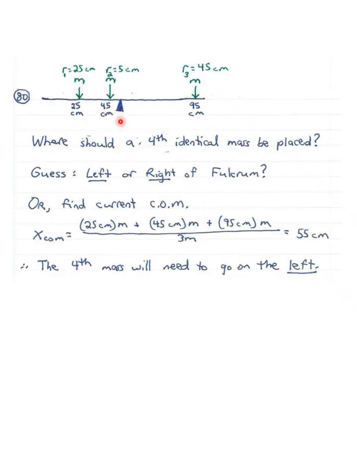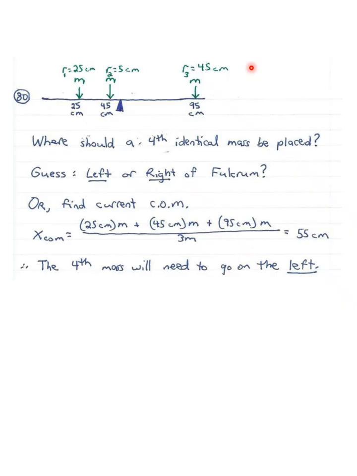And if the fulcrum's at the 50 centimeter point, then this first one at 25 centimeters is going to be 25 centimeters away from the middle. So I've made r1 be 25 centimeters. The one that's positioned at the 45 centimeter mark, that's 5 centimeters away from the middle. And the one that is at the 95 centimeter mark, that's 45 centimeters away. So I've written up here at the very top what the different lever arms are. All right, so we're going to place a 4th identical mass.